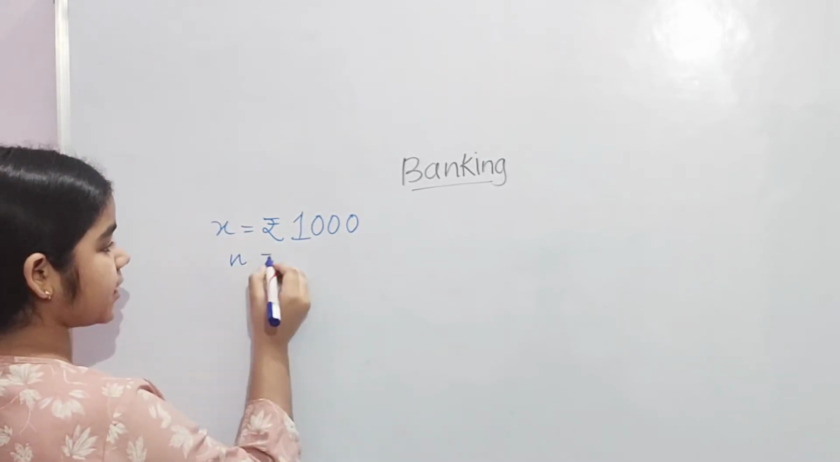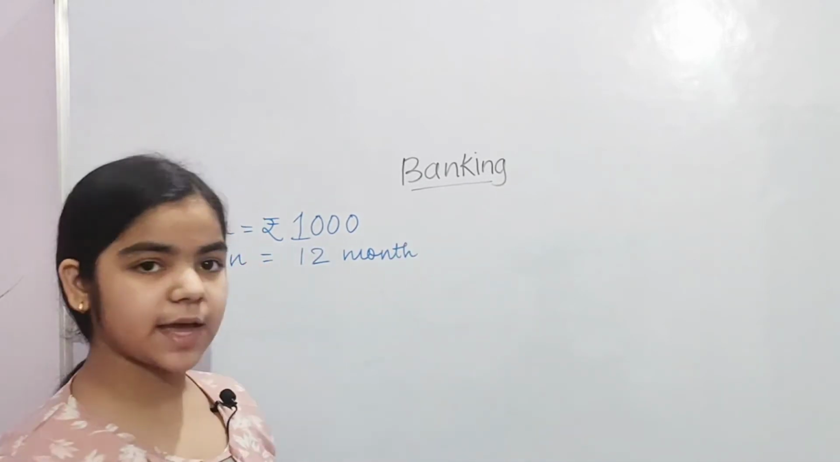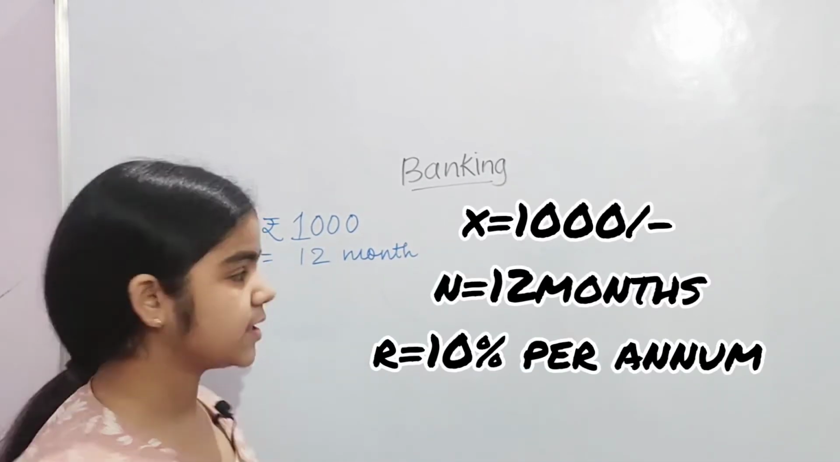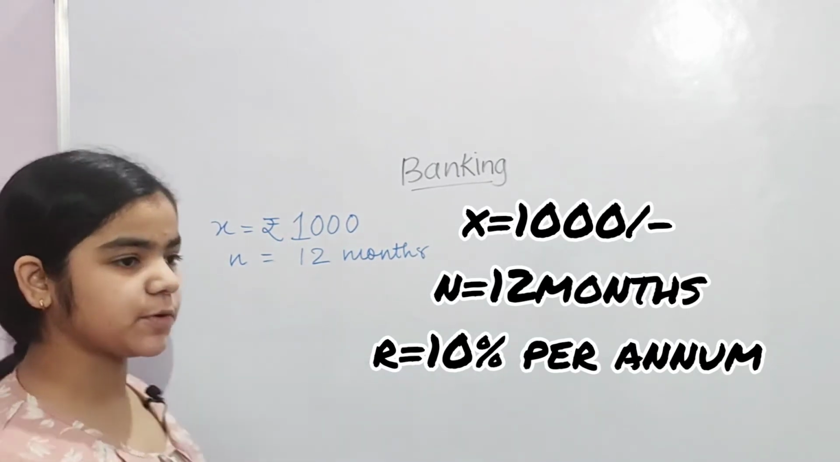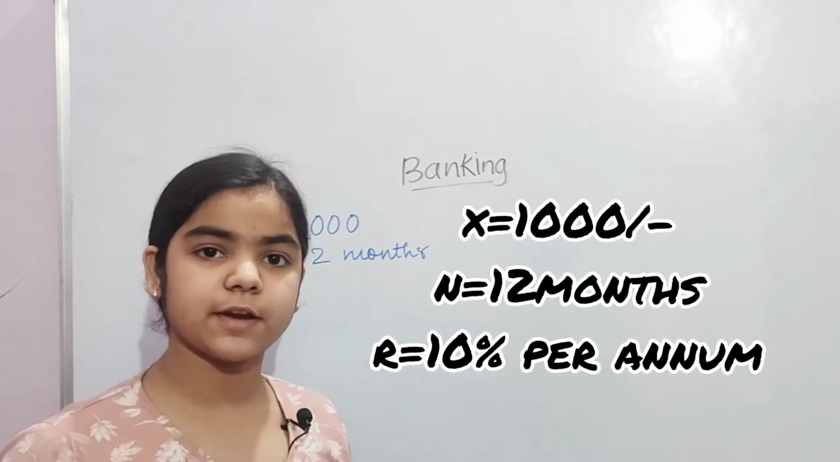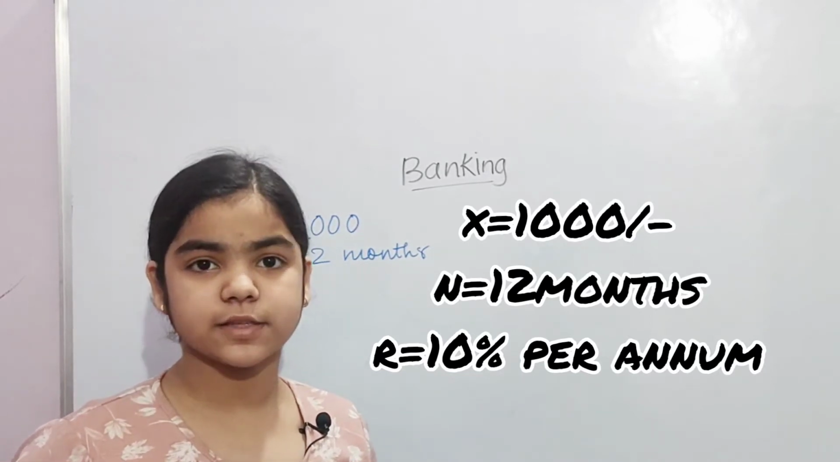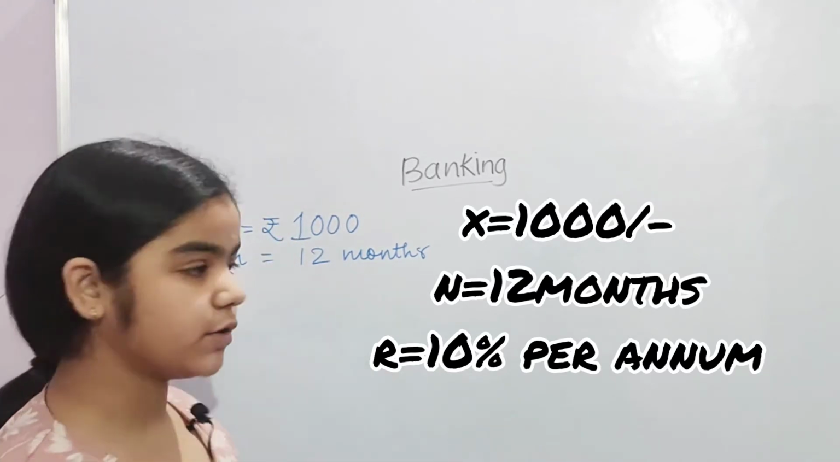Then we have the time. How much time? 12 months. You always need to convert the time if it's given in years into months. So 12 months. In the first month, say suppose I started depositing the amount in January and therefore next year in the same month it will stop. That is, in 12 months it will be over.